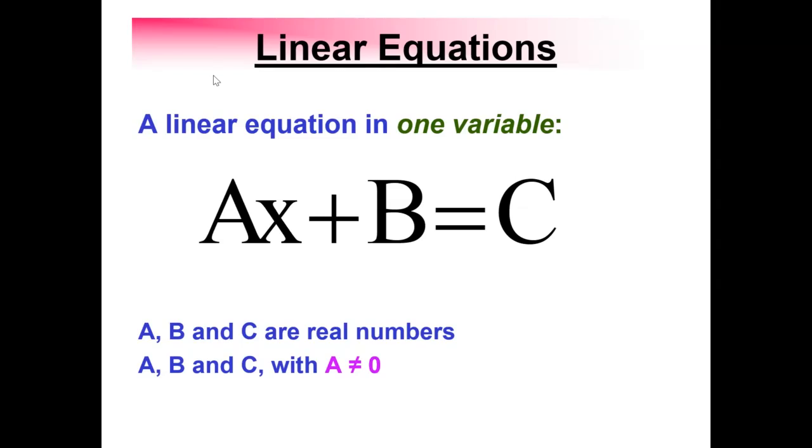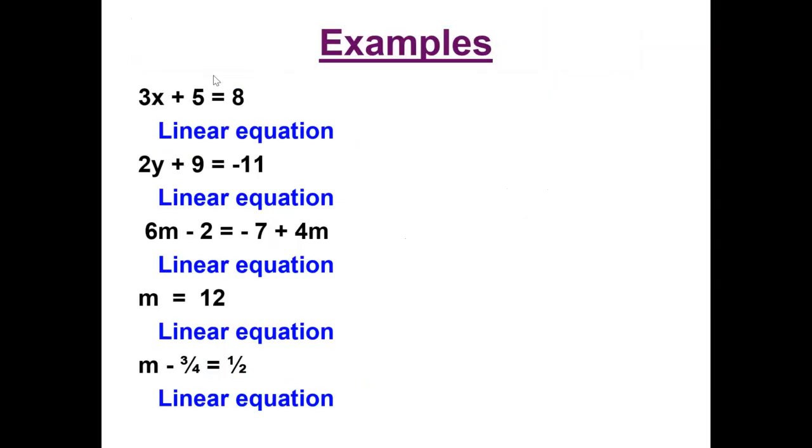Let's look at some examples of linear equations before we start learning how to solve them. 3x plus 5 equals 8, 2y plus 9 equals negative 11, 6m minus 2 equals negative 7 plus 4m. As long as it's the same letter, you can use it more than once in a linear equation. I have also used a fraction to show you m minus 3/4 equals 1/2. That's also a linear equation. m equals 12 is also a linear equation.